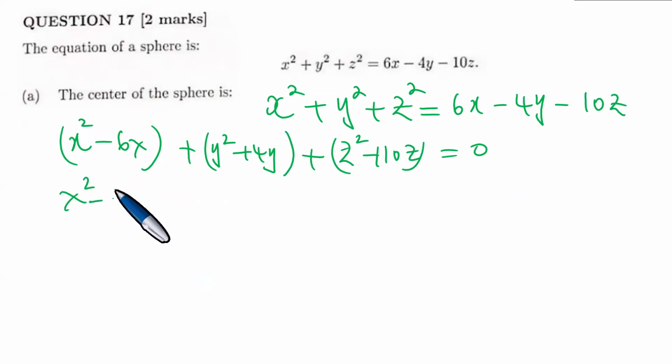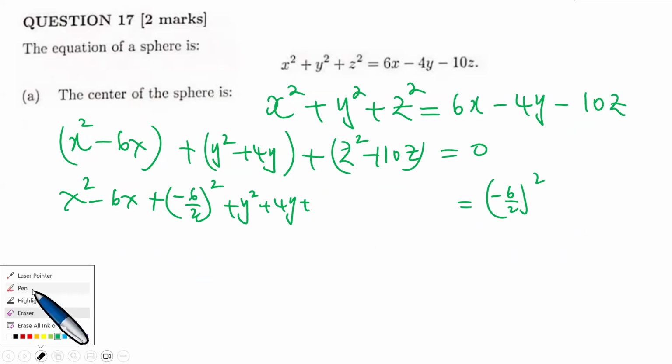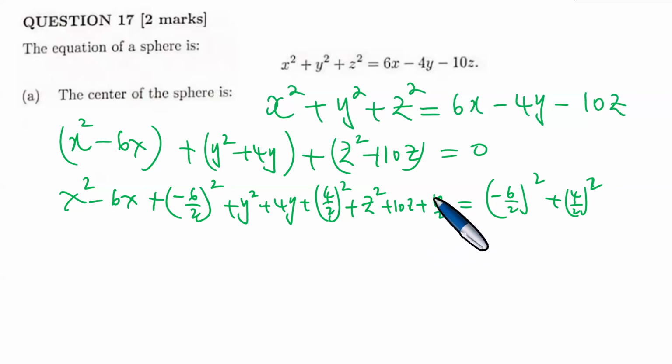And then the next thing is we have x squared minus 6x. We take half the coefficient. So with minus 6, we half it. And we square that. But whatever we do here, we must also do this side. Y squared plus 4y: you have here 4 over 2 squared, and then you also add here 4 over 2 squared. And then you also have the z squared with 10z: 10 over 2 squared, and then you also have 10 over 2 squared.